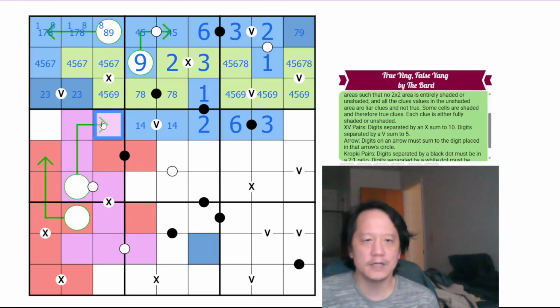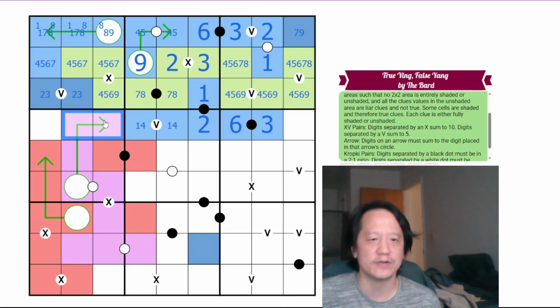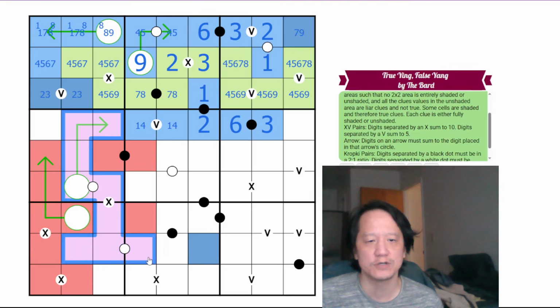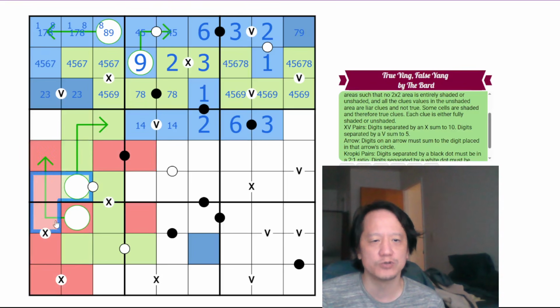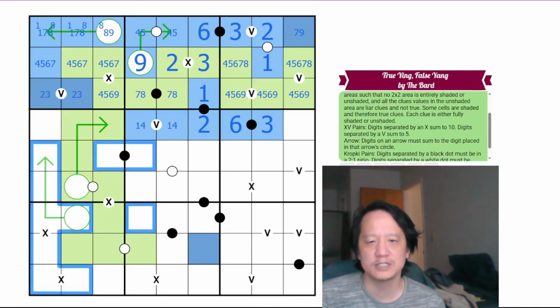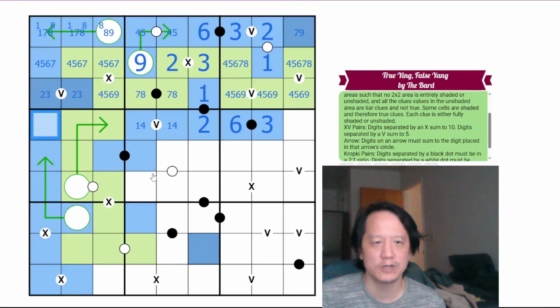And in this cage, the minimum digits here are 5 and 7, which is never going to add up to a single digit. So this must be false here. And since this is false, these have to be the opposite because otherwise we'd have 2x2 areas which would be all green. So these must be blue here, which means that's blue here because we cannot change colors there. This 2x2 area is all blue, so this must be green here, which means that's green.